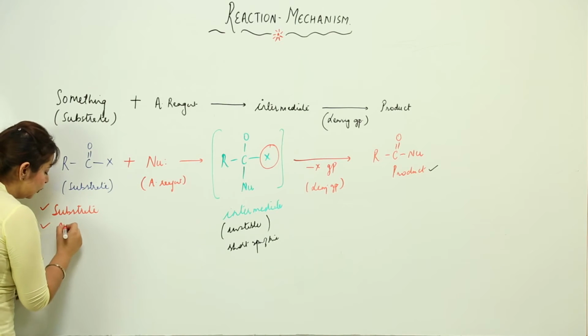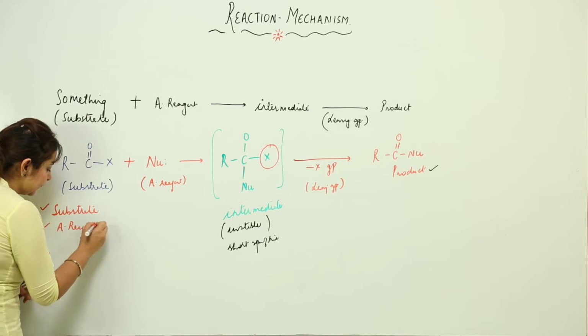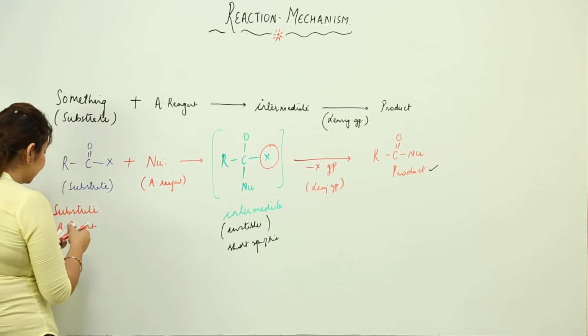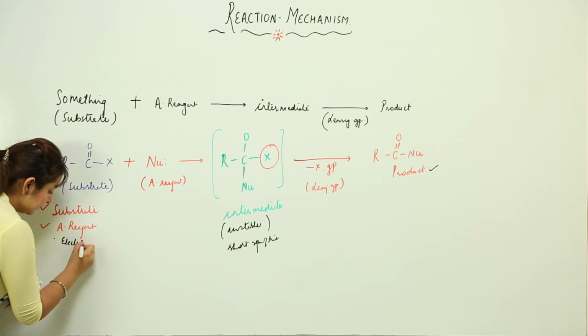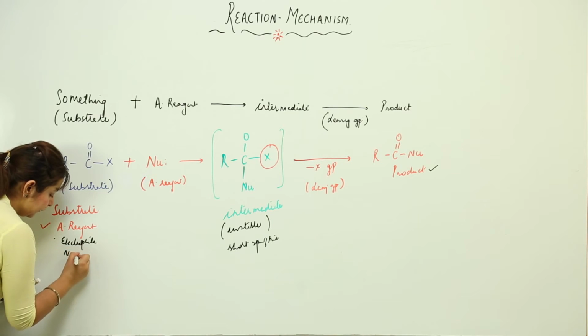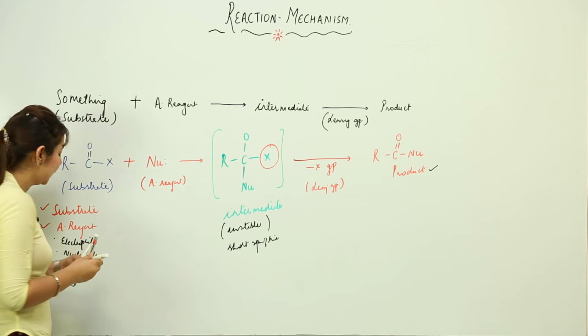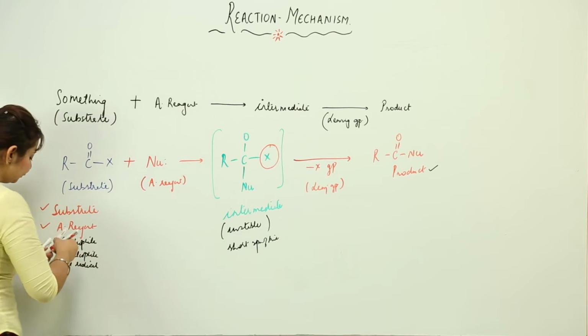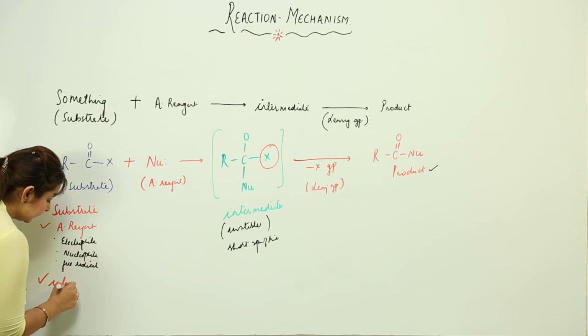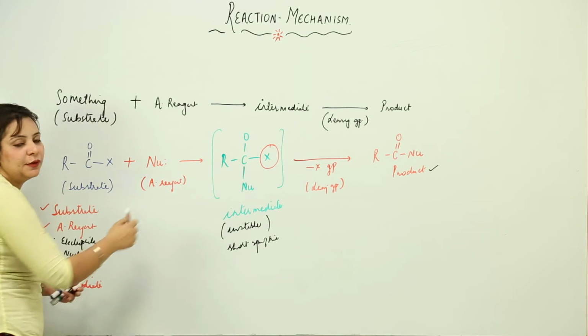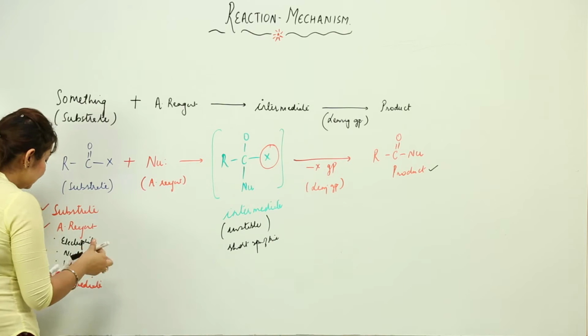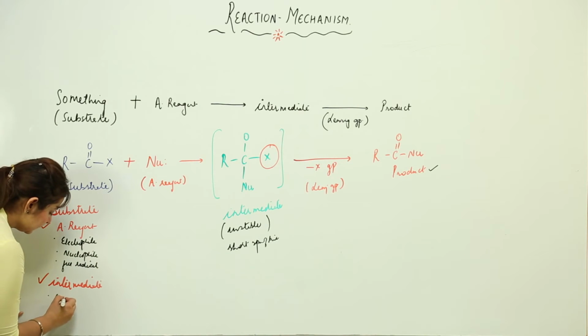We will definitely include the attacking reagent, it is very important, and we have 3 different attacking reagents. It can be an electrophile, it can be a nucleophile, it can be a free radical. We will discuss all those things, what they actually are. Next we have the intermediate. I told you it leads to the formation of the product, and it is very unstable. And there are types of intermediate.